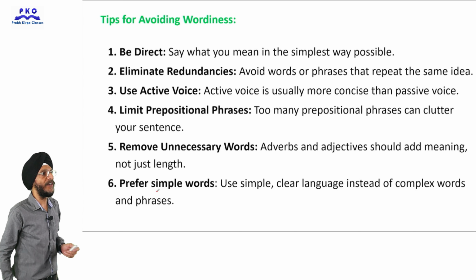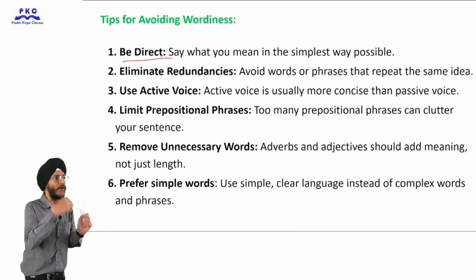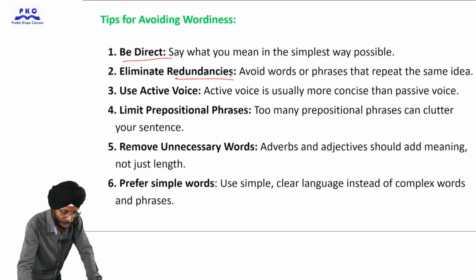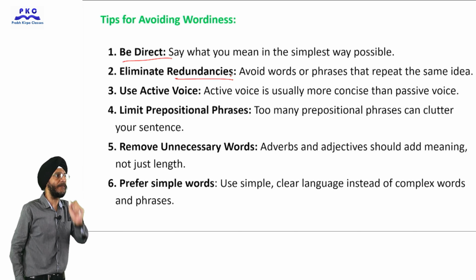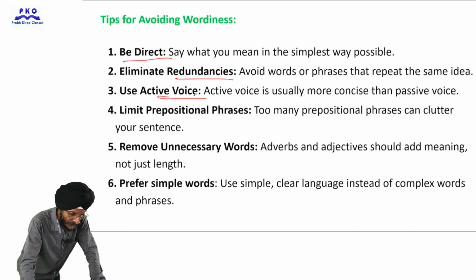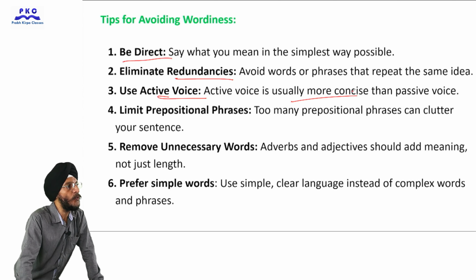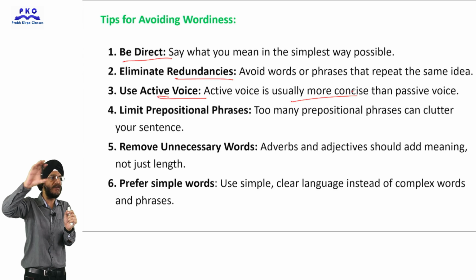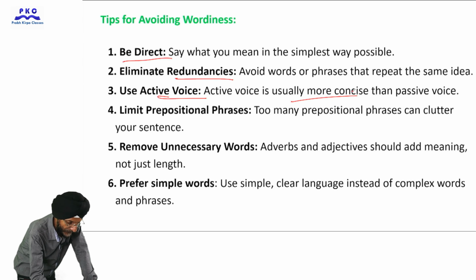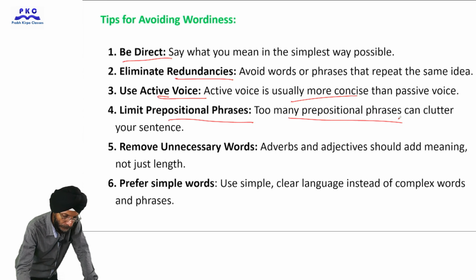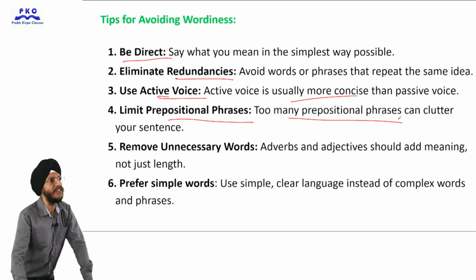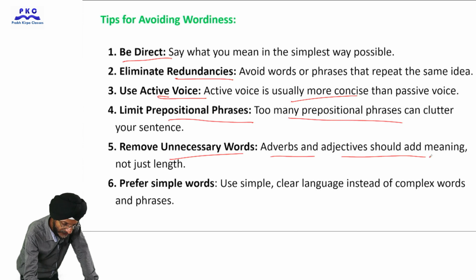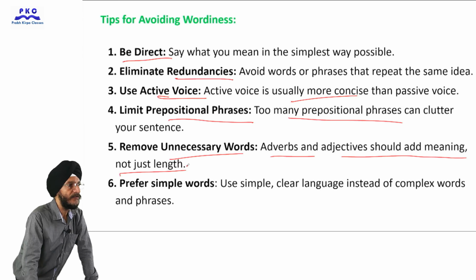Tips for avoiding overwordiness: be direct. If we want to convey anything, say it in the simplest way possible. Eliminate redundancies. Do not repeat the same words or the same idea. Use active voice. Usually, active voice is more concise. Passive voice makes the sentence lengthy. Limit prepositional phrases. Too many prepositional phrases can clutter your sentence. Next is remove unnecessary words. Adverbs and adjectives should add meaning, not just length.